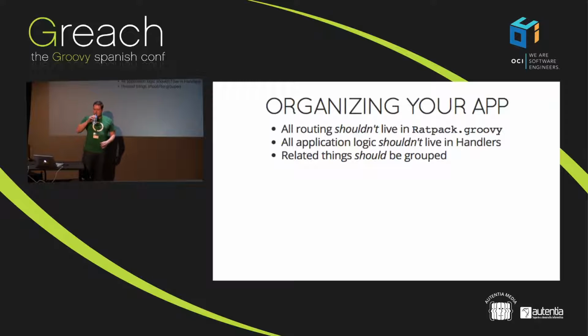Organizing your app. In general, these are kind of my experiences, and your experiences may vary, but this works for us in production, so take it with a grain of salt, but it works. All routing shouldn't live in Ratpack.Groovy. Even with microservices, it's going to just get too long and too hard to deal with. And then all your application logic and business logic shouldn't live inside a handler. You need to break that up as well, because once again, even once you pare it down a little bit, it gets too big. And then, in general, related things should be grouped somehow.